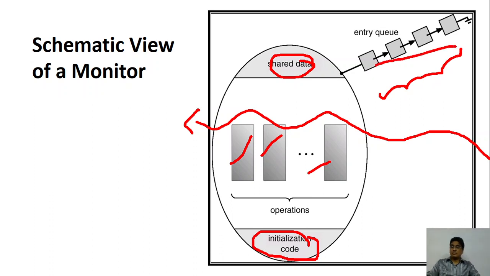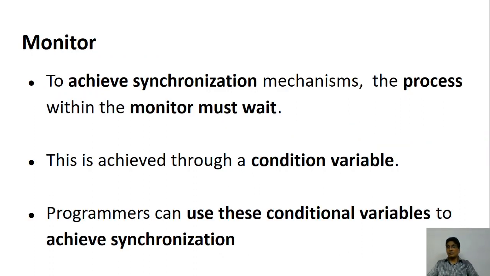So this is how the monitor will work. Okay, the next question is how can I achieve the synchronization? You said that at a time only one of the processes will be allowed to use the monitor. That means to say that there must be a way in which the others have to wait. How can we achieve that?